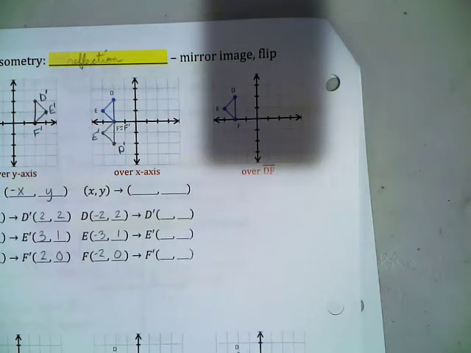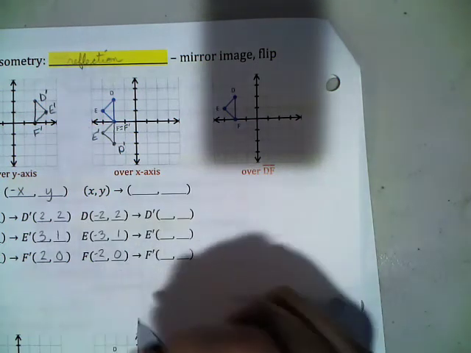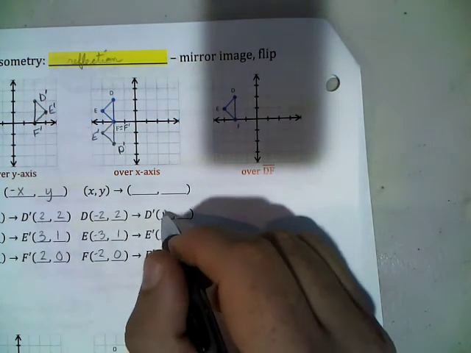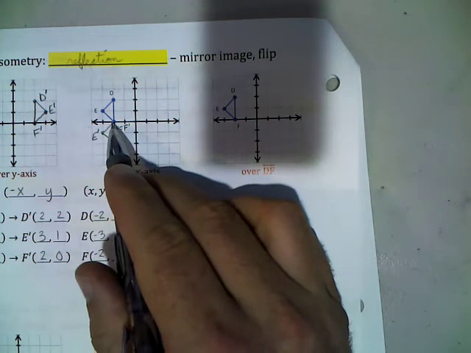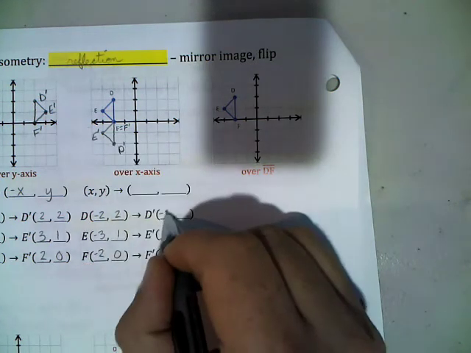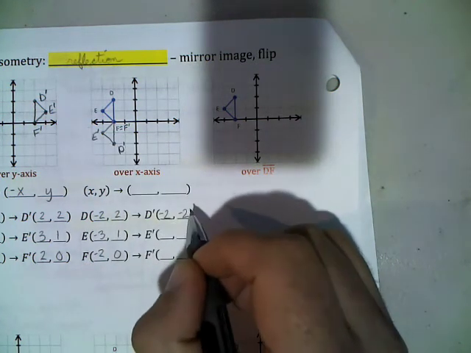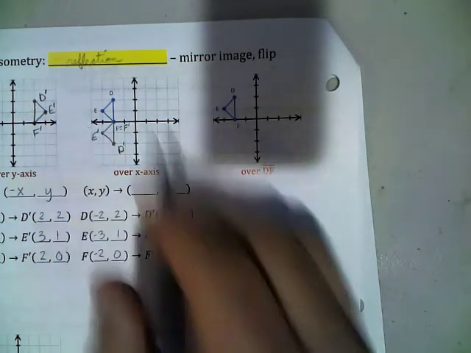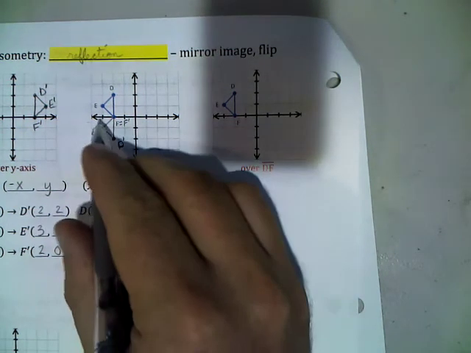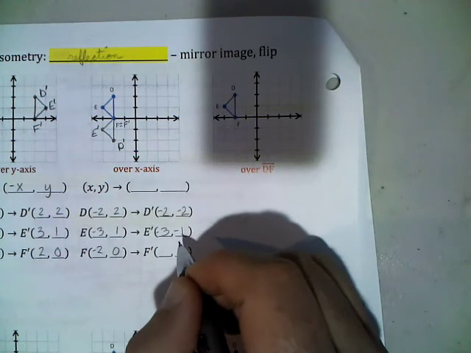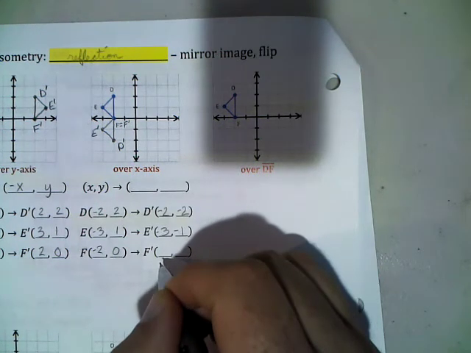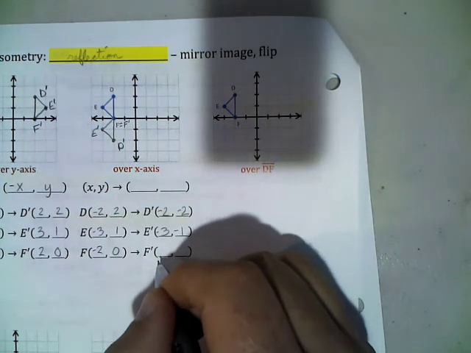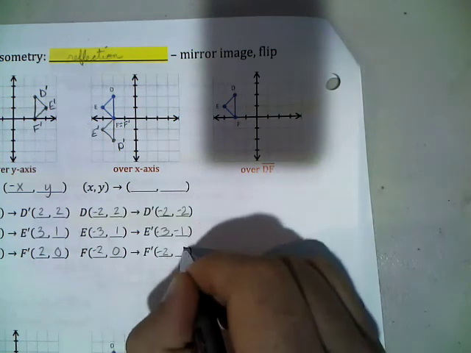And it does. So getting the coordinates here, D prime is 2 to the left and 2 down. So negative 2 and negative 2. E prime is 3 to the left, but this time 1 down, so that'd be a negative 1. And then, well, F, remember F prime didn't move. So it's still negative 2 comma 0.